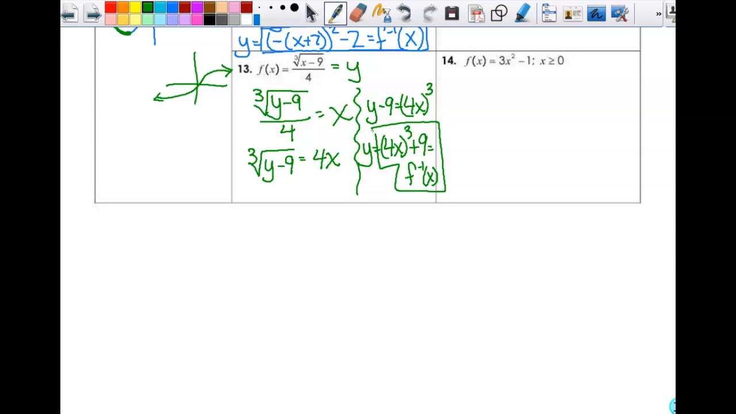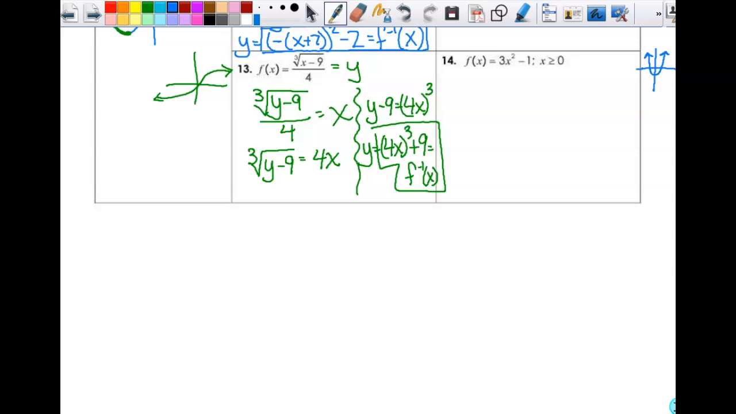All right, so let's look at number 14. They start us with a restriction. Okay, so I'm starting with a domain restriction. This is a quadratic, so it is a parabola. When I graph it, it's going to be vertically stretched a little bit and it moves down one. So it's going to look like this. That's what the parabola looks like.